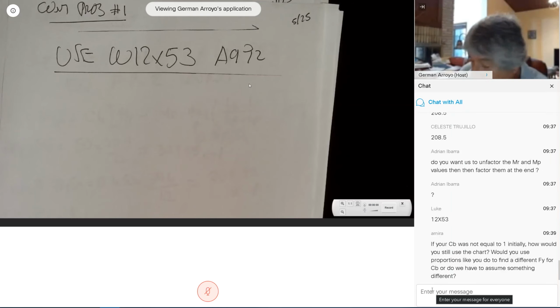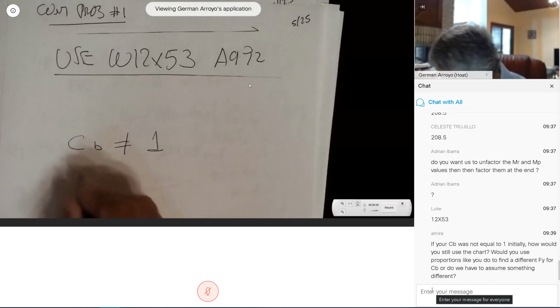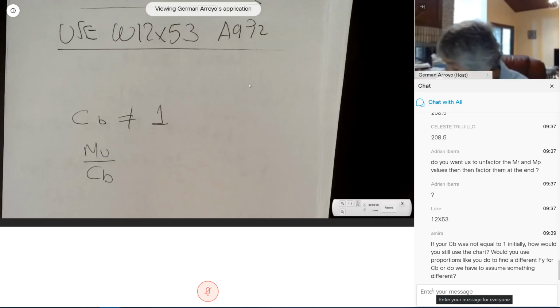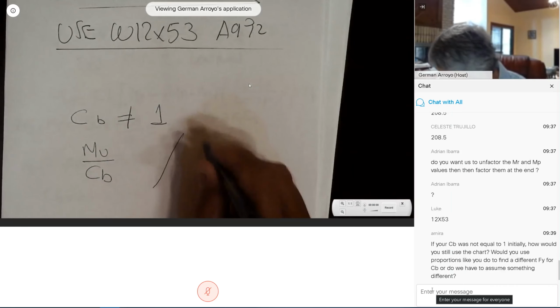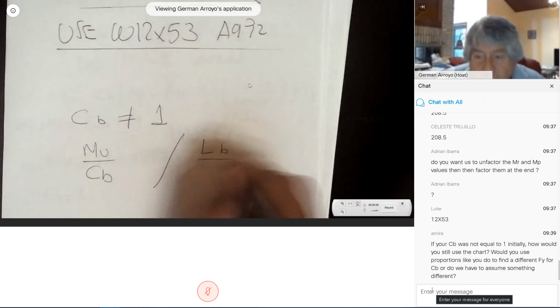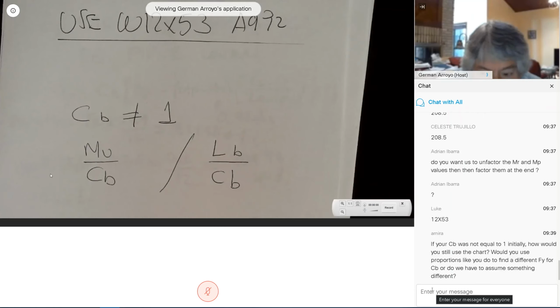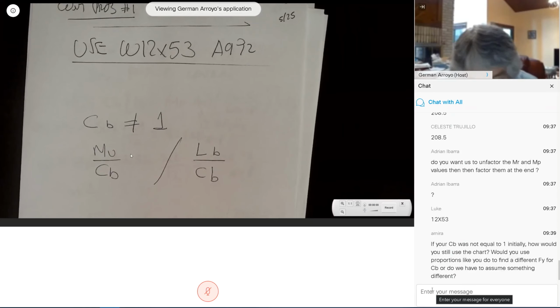The author of this textbook says, when C sub B is different than 1, you go with M sub U divided by C sub B into the chart. Right? The way I do it, I find the embracement and divide by C sub B. Both of them use this. When I see you're doing this, I know you're copying from the solution manual, but it doesn't matter, you learn. So either way, it will work.